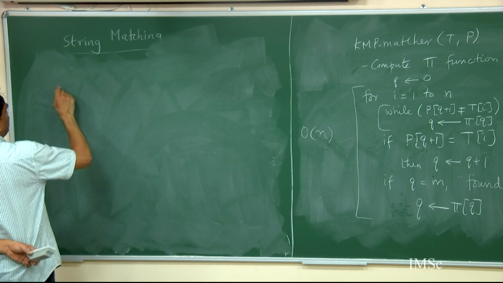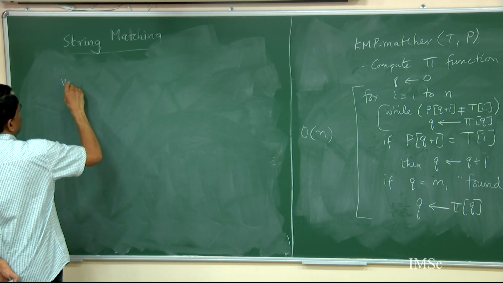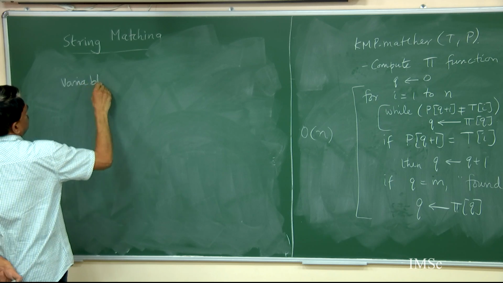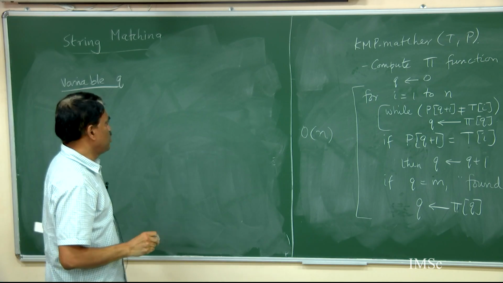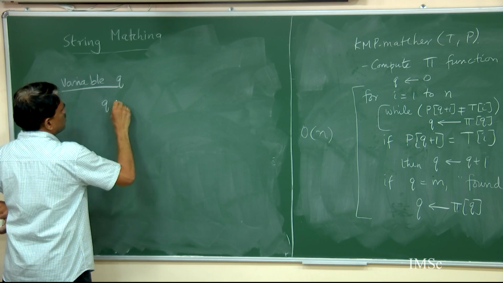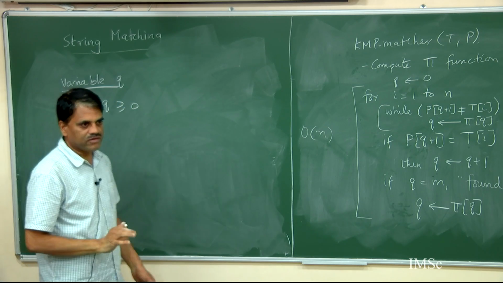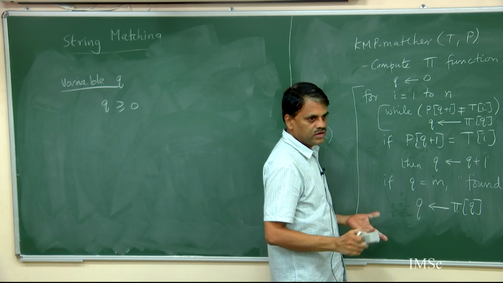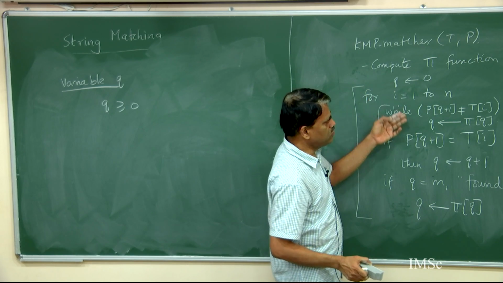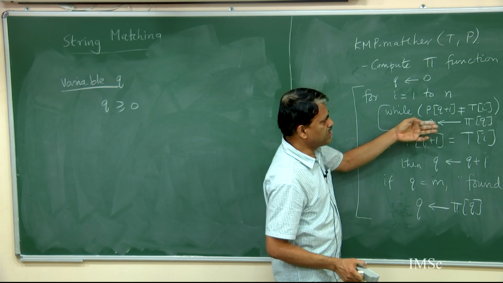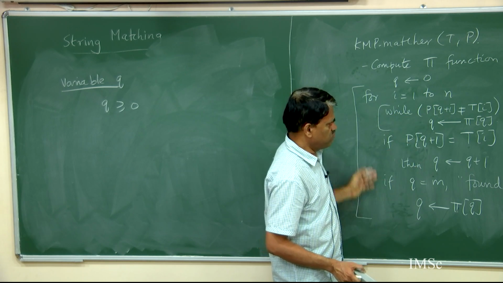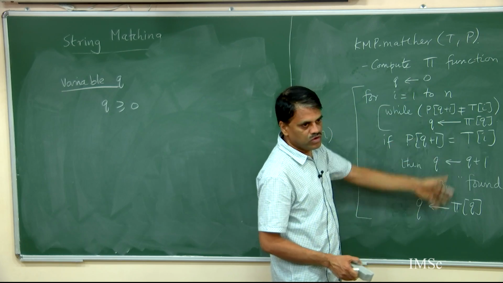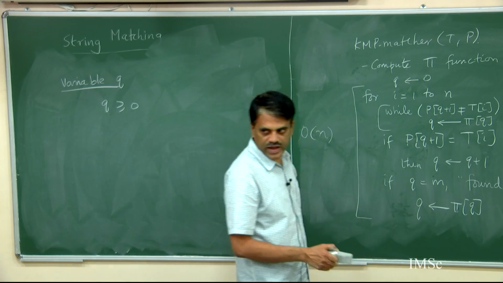Look at the variable Q. What are its properties? Q is always greater than or equal to 0. It never becomes negative, because I start with 0 and I keep applying this only when Q is greater than 0. The moment Q becomes 0, I get out of this and move my i. So Q never becomes negative.